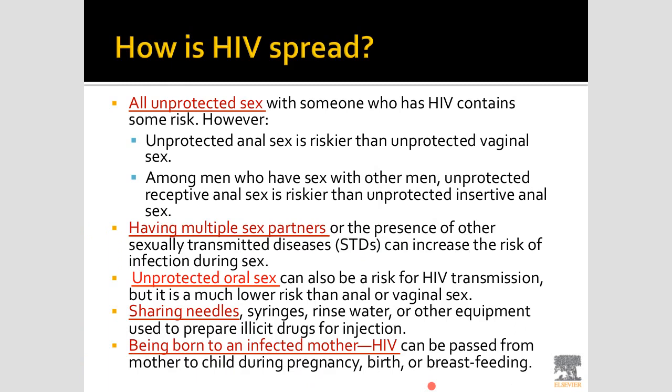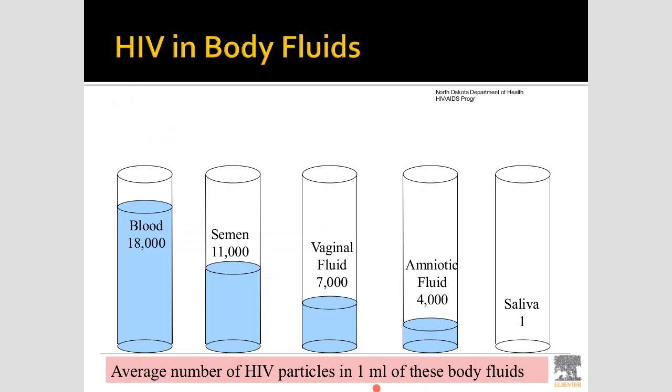Now, the rest of the slide is something I'm going to let you read on your own. You pretty much talked about that. One last slide: if you look at HIV in body fluids, there's a lot of research done. You can see it's very high in blood. Next is semen. Actually, this has switched. I'll agree with her, vaginal fluids have more than semen, and even amniotic fluid.